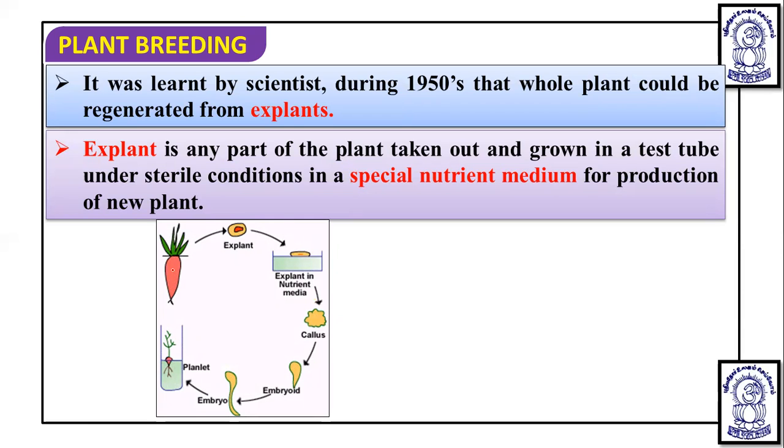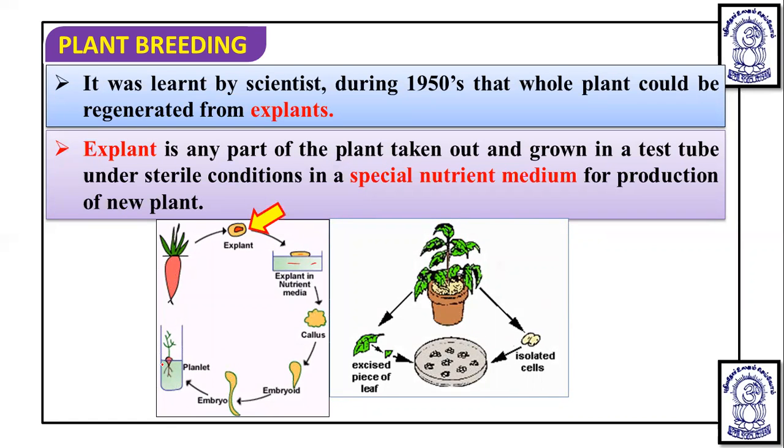So see, this is the carrot. Suppose we have taken a segment of carrot, that is the explant. We kept it on the nutrient medium. This is a petri dish, and in this is the nutrient medium. In the nutrient medium, we kept this explant. This explant grew or divided and formed a callus. We will discuss what is callus later on. Callus will form embryoids, then an embryo will form, and the embryo will form a new plant. In such a way, tissue culture can be done.